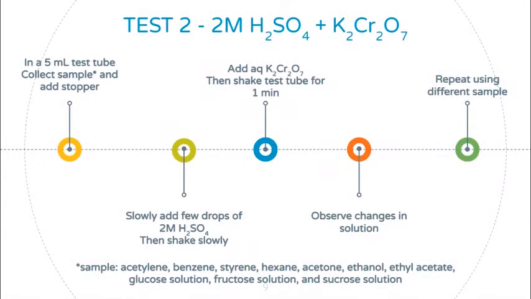For test 2, the sample was collected in a 5 ml test tube, and for samples that were in gaseous form, a stopper was added tightly. A few drops of 2 molar sulfuric acid was slowly added into the test tube and was shaken slowly before adding aqueous potassium dichromate. The test tube was then shaken for 1 minute, and the changes in the solution were observed and noted. This test was then repeated using the different samples.